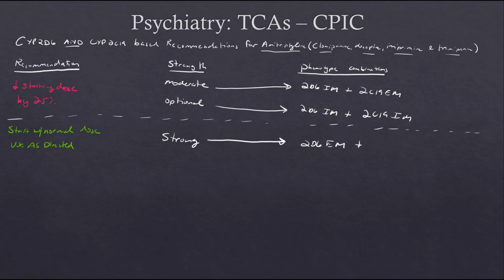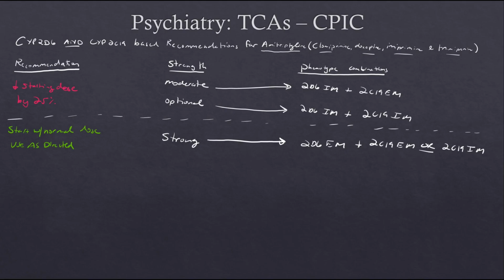And that exists for a 2D6 extensive metabolizer with a strong level of evidence in combination with either a 2C19 extensive metabolizer or a 2C19 intermediate metabolizer. So if you have one of these two combinations of genotypes or phenotypes, then you would use that normal dose. You would use it as directed.